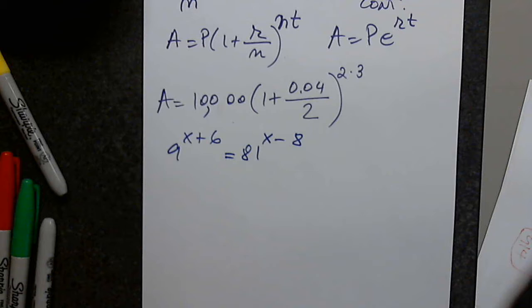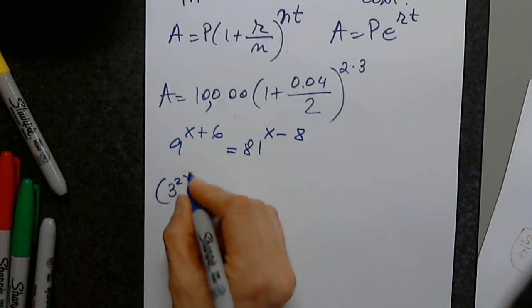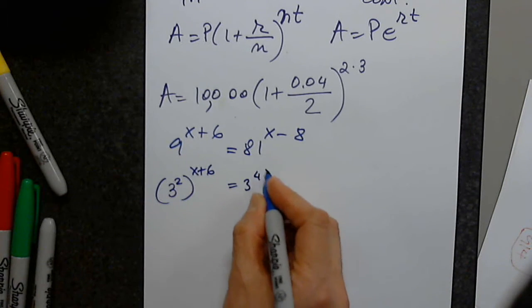So first, remember, I know I sound like a broken record, but this is the sequence of steps in my head. First question: what is this? It's exponential. Second question: can I present both sides with the same base? And the answer is yes, because for 9 and 81, you can use 9. I prefer 3, but it doesn't matter, you get the same answer. I get 3 squared here, and I get 3 to the 4th here.